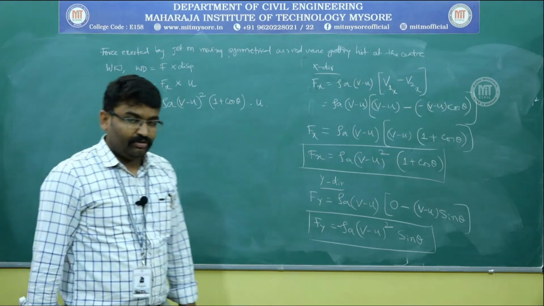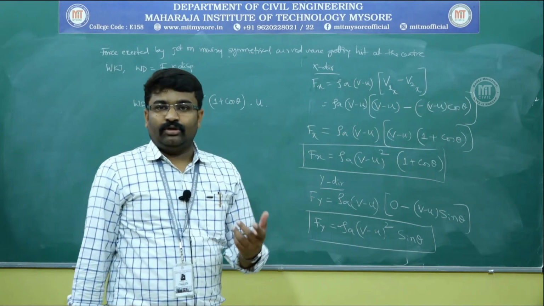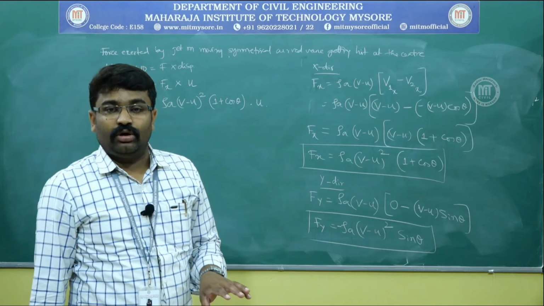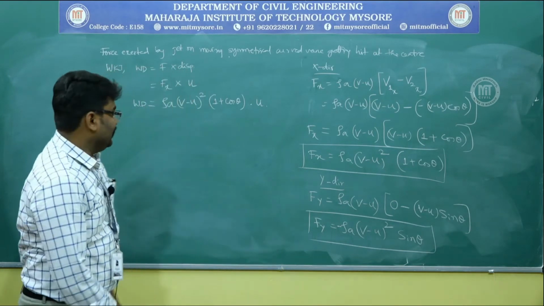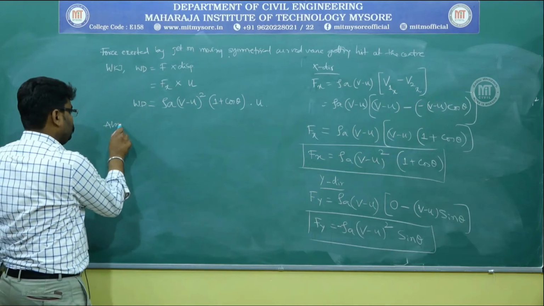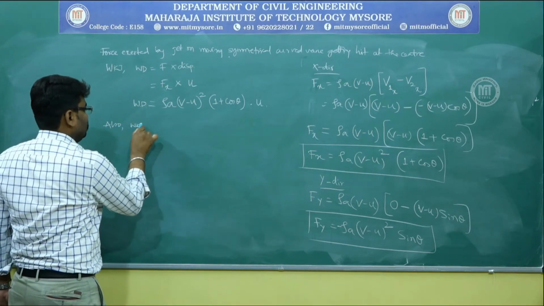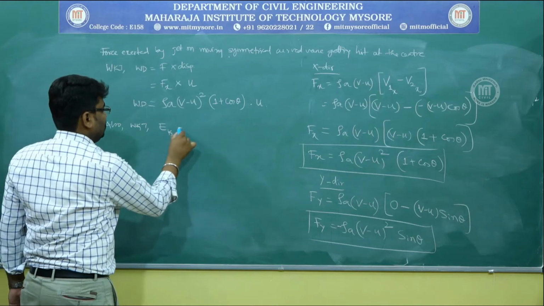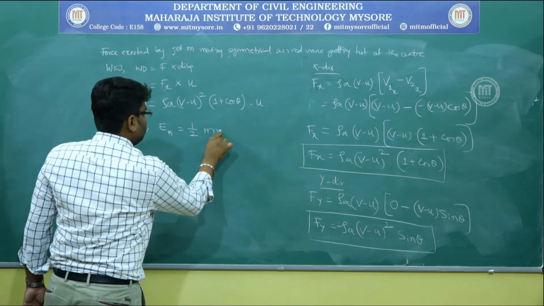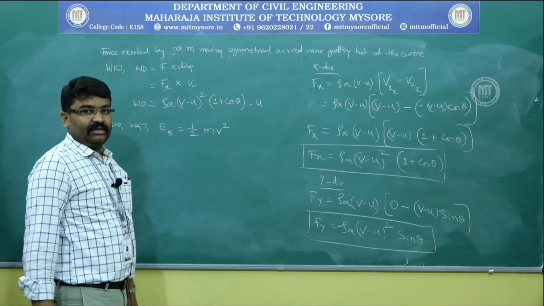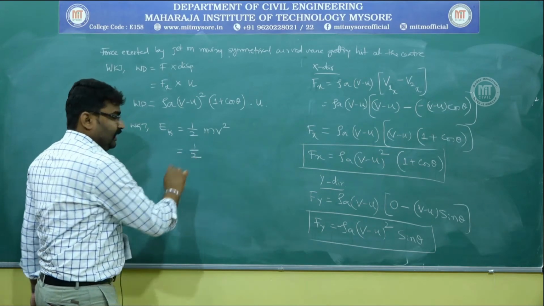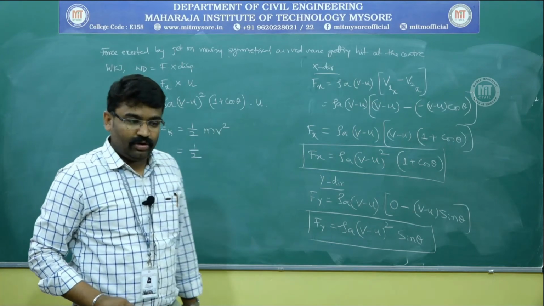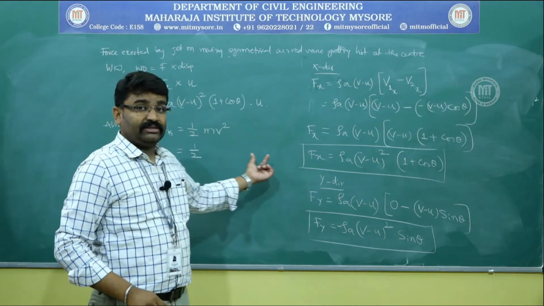And I had told you that to find out efficiency, you need to know what the input is also. What is the input? Input is initial kinetic energy. Also, we know that kinetic energy is half mv square. In half mv square, what is that? Yesterday, or in the previous class, I had told you what mass means.